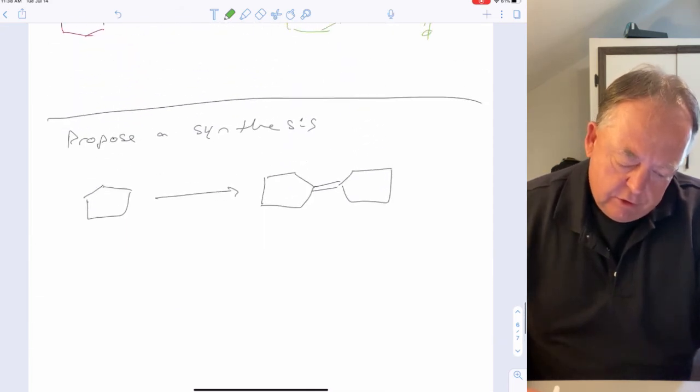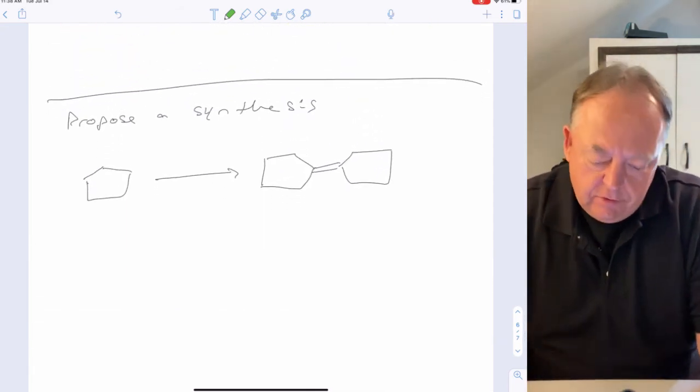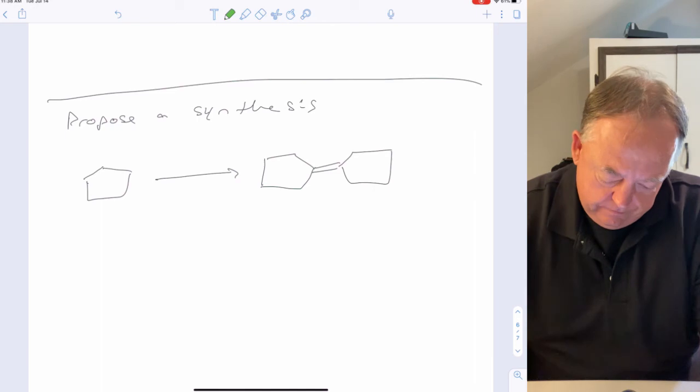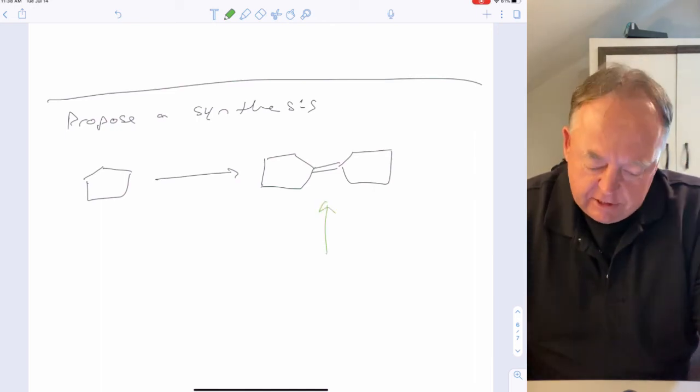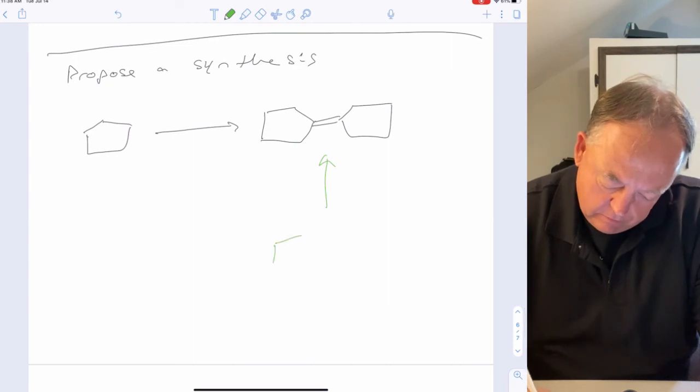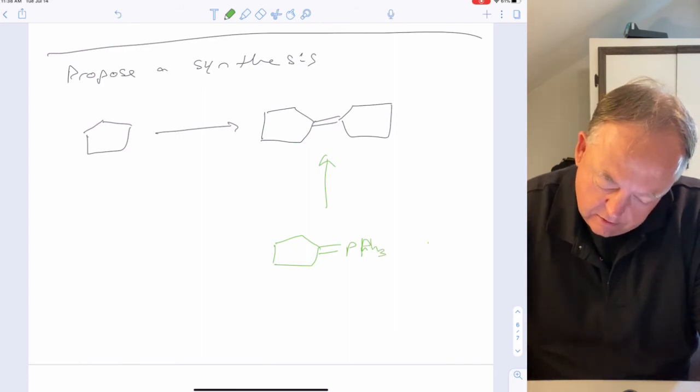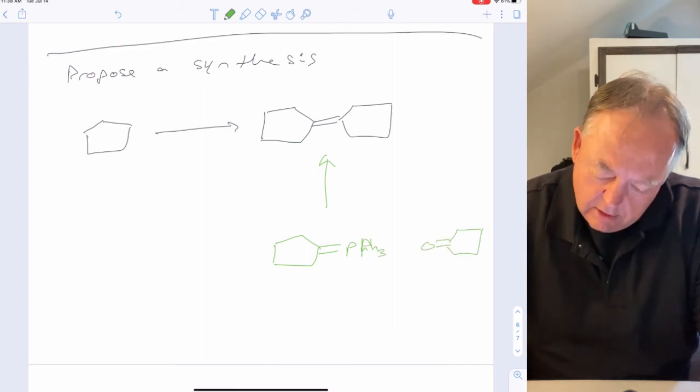Okay, so let's use some of the chemistry we've learned so far in this chapter to do this synthesis problem. So we want to make an alkene. Well, we just saw a reaction that makes alkenes. We could have made this alkene if we had that ylide and we had that ketone.